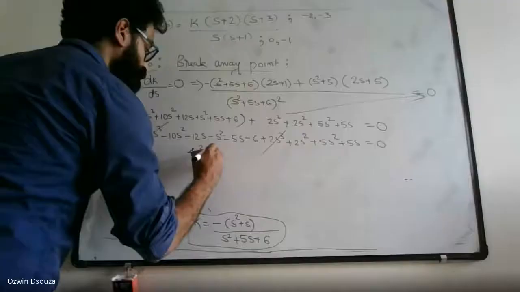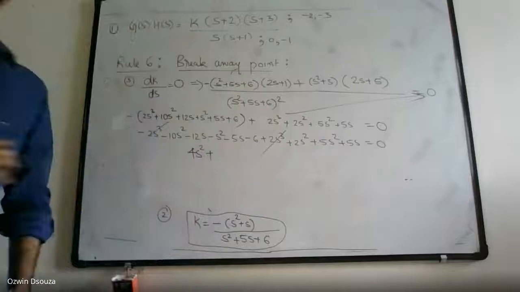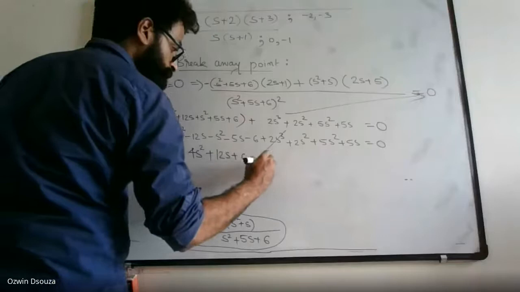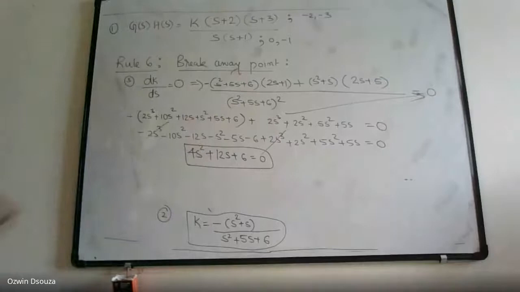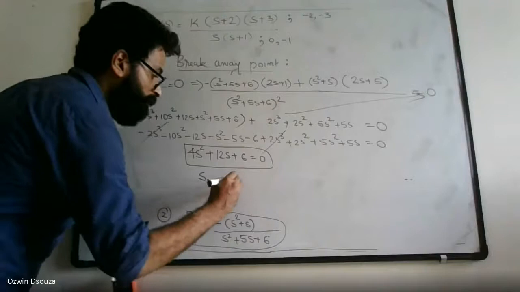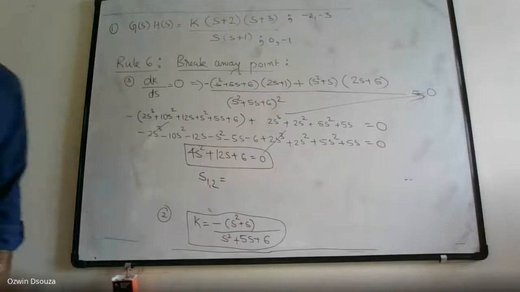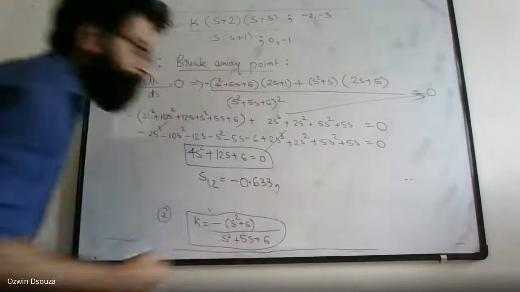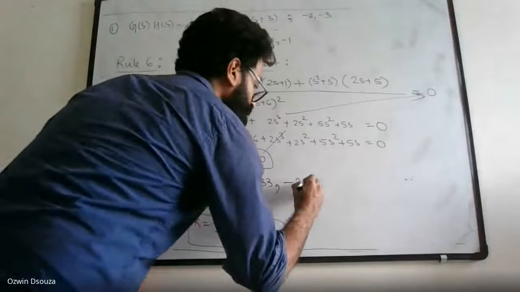4s square plus 12s plus 6. So this is your dK by dS, which is equated to 0. So it's a second order equation. So you find out the roots of the second order equation. What do you get? Two roots, s1, comma 2. So s1, comma 2, you will get as minus 0.633, comma, minus 2.366. Real roots, negative real.